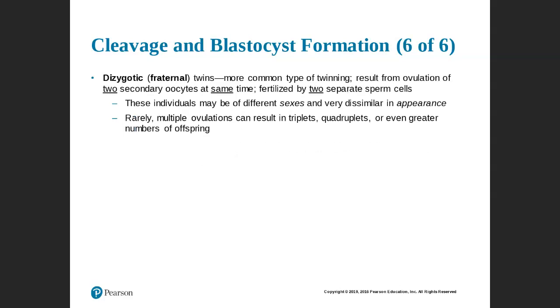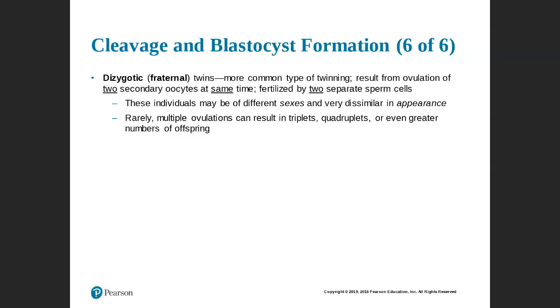Dizygotic or fraternal twins just means it's a much more common type of twinning. It results from ovulation of 2 secondary oocytes at the same time. So they're going to be fertilized by 2 separate sperm cells. Just what happens, the same thing that happens when a cat or an animal has a litter. The individuals may be of different sexes and very dissimilar in appearance. They're like siblings, but they're going to develop at the same time.